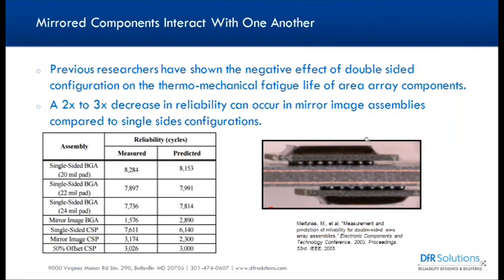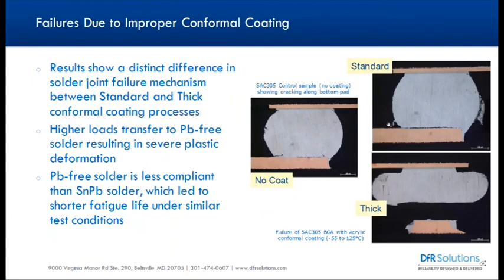Here's the results that we saw. This is our experimental result. No issue whatsoever. This is a standard conformal coat. Looks exactly the same as our control. You're getting the same exact performance. No problem. If you have a thick conformal coat that gets underneath the BGA, that's a problem.